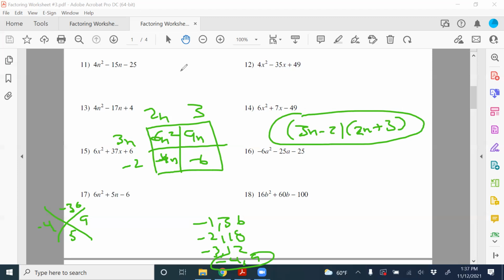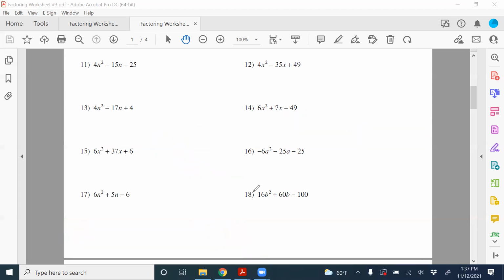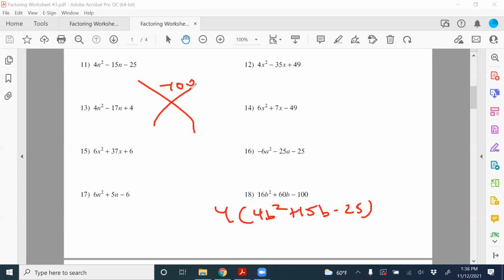Lastly, for number 18. What you want to do here is that you do see a common factor. In fact, I believe 4 is common among all terms. So you do a little diamond, negative 100 on top, and 15 below. It will actually be negative 5 and 20. And remember, if you're ever confused, you do negative 1 and 100, negative 2 and 50, negative 4 and 25, negative 5 and 20. Bingo, we hit it.